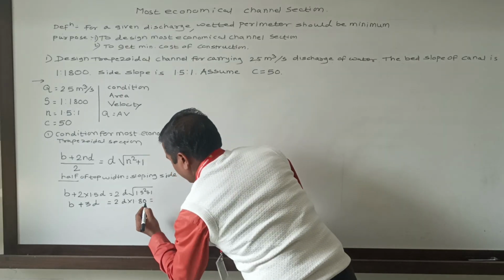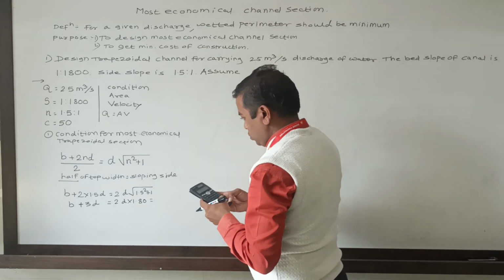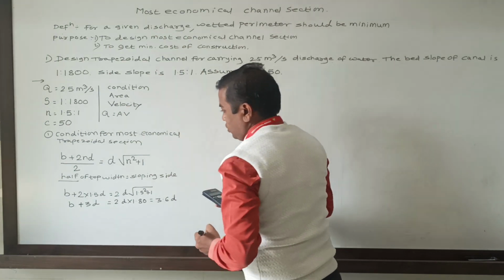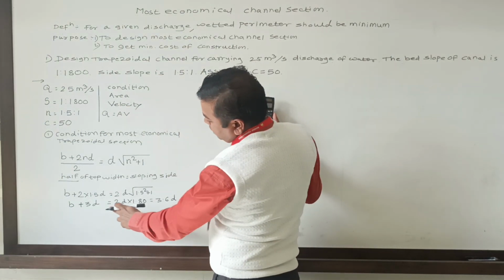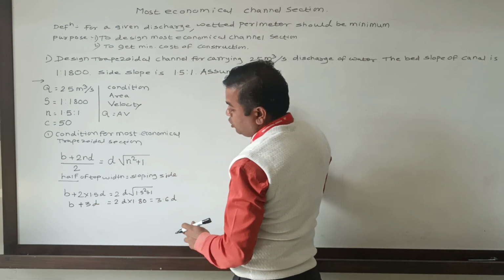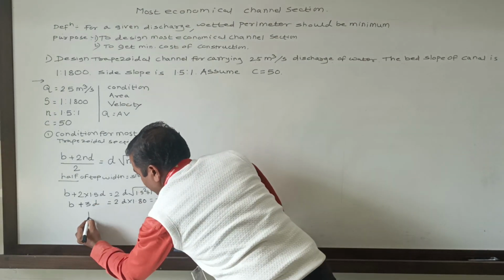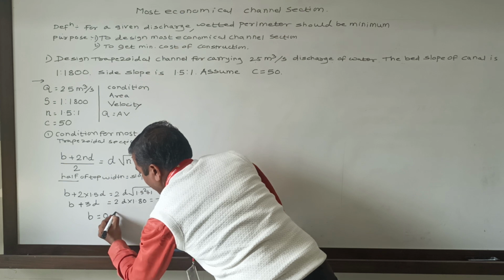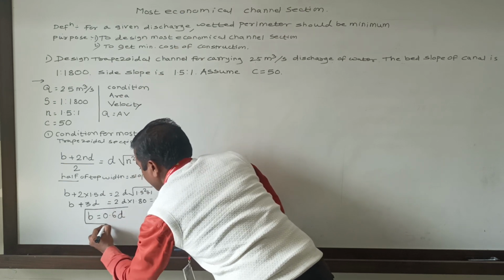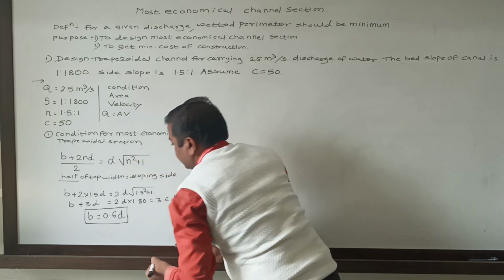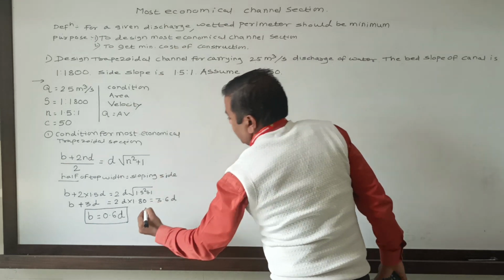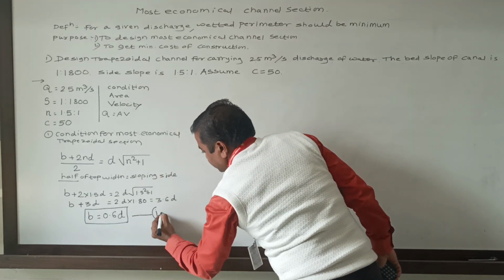So that is equal to 3.6 D. So this 3.6 D, here 3D. So 3.6 D minus 3, that is equal to 0.6. So B is equal to 0.6 D. This is a relation that we have to use in a later step. Call this equation 1.